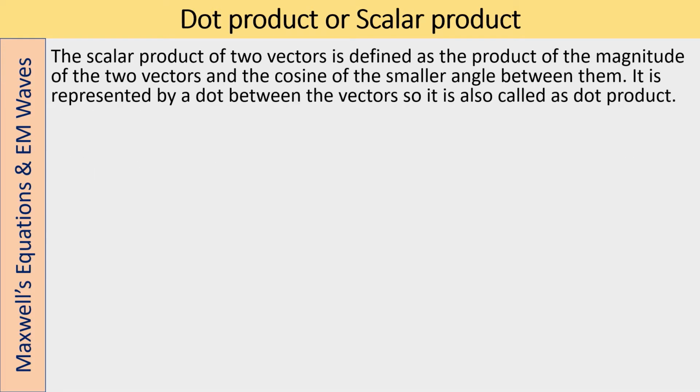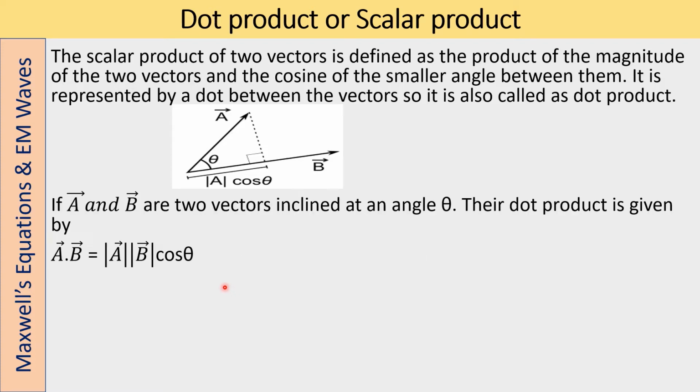Dot product or the scalar product. The scalar product of two vectors is defined as the product of the magnitudes of the two vectors and the cosine of the smaller angle between them. It is represented by a dot between the vectors, so it is also called a dot product. Here A represents one vector and B represents the other vector. So the dot product A dot B is given by the magnitude of A times the magnitude of B times cos theta, where theta is the angle between these two vectors.